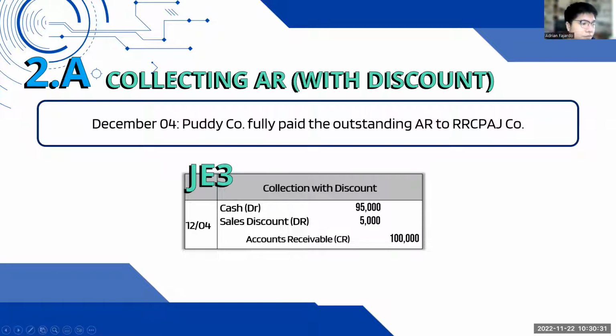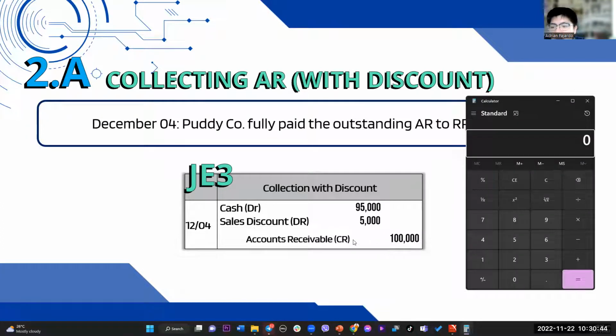But then, it said na if they paid within 10 days, we will get 5% discount. So tapos na natin yung credit AR. Ang pagtatalunan na lang is ano ba yung debit? The debit would be 100,000 times 0.05 is 5,000. So we have a sales discount of 5,000 na debit and therefore isi-squeeze na lang natin yung remaining cash.